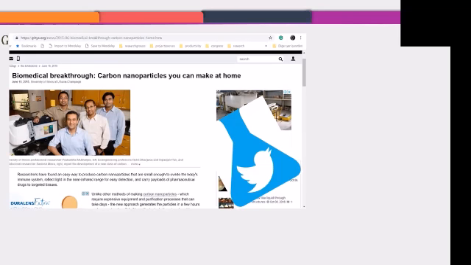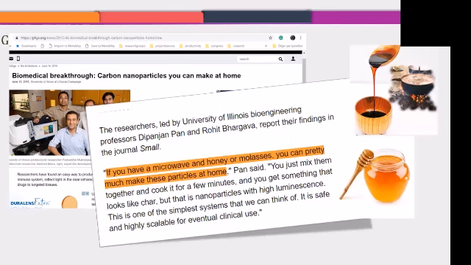It is fantastic. So I read the article, and the article says that if you have a microwave, or any kind of oven, if you have honey or molasses, I think you know molasses, it is pekmez in Turkish, or you have anything to cook, it should be only the organic material, it needs to have carbon inside. You just mix them together and cook it for a few minutes until it's caramelized, and you will have nanoparticles with high luminescence. So you can try it at home.